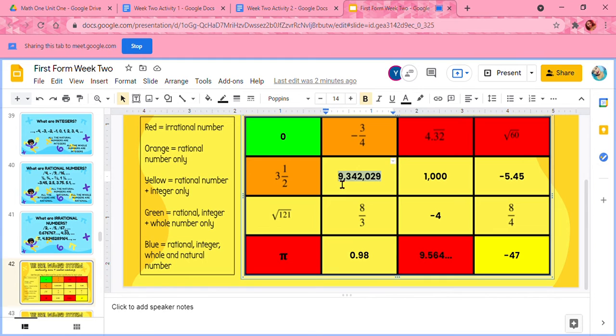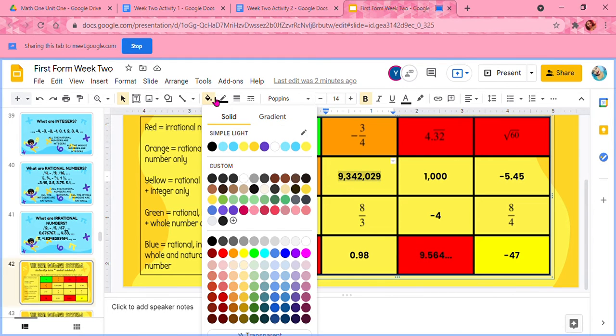Now, what did we say at the beginning? That whole numbers are also what kind of number? Rational number. What else? Natural number. What else? Integer. So it's four kinds of numbers. So what color do I have to color this one? Blue. Very good. Blue.